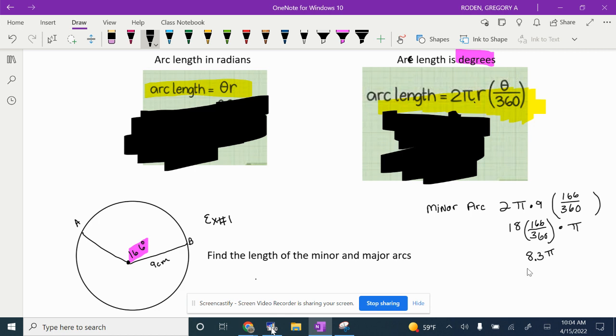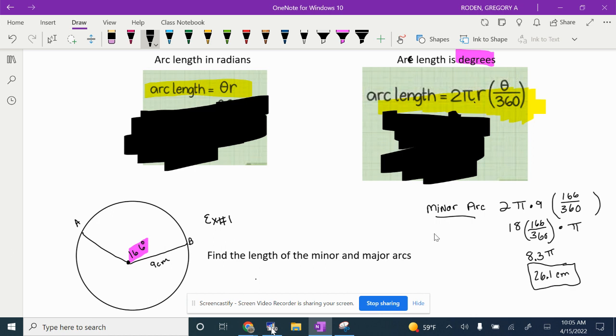2.6. Much bigger than 2.6. 26.1. Okay, and it's centimeters. It's a linear measurement. You guys understand that? Now, that's the minor arc. How would we find the major arc? Now, Chris came up with a really good solution. You find the circumference and subtract off the minor arc.